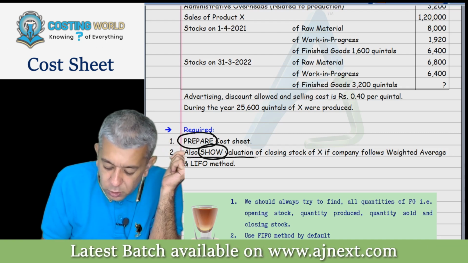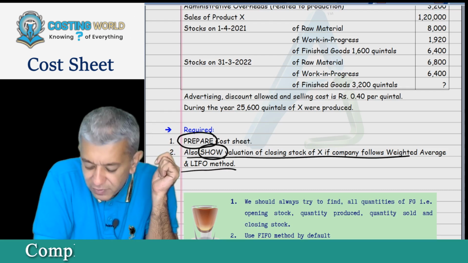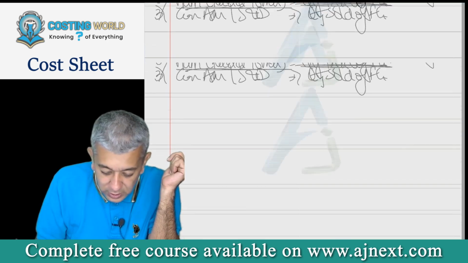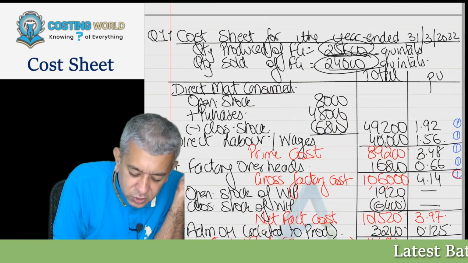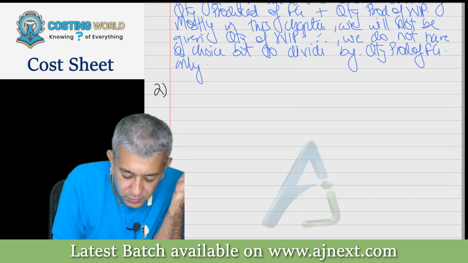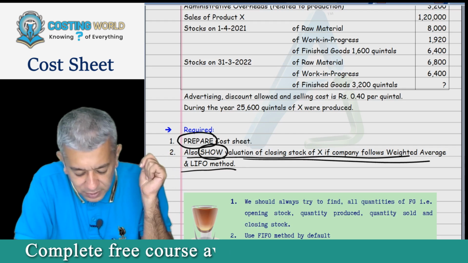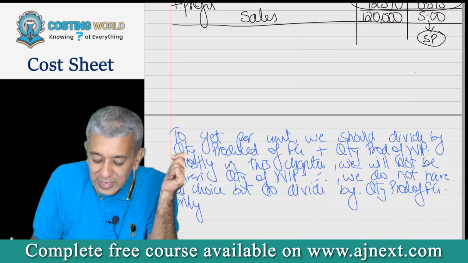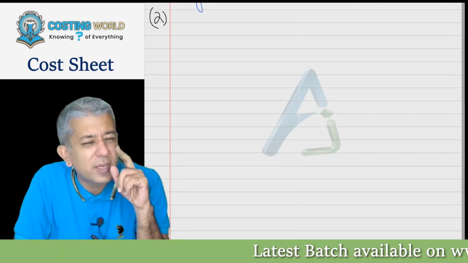Now second, also show the valuation of closing stock of X if company follows weighted average and LIFO method. So in this case, whatever you all have done till now is part first of the question. Now we are doing part second. Now what I'll do, that same account note that I prepared for you when I showed you the FIFO method, I'm preparing that once more now.